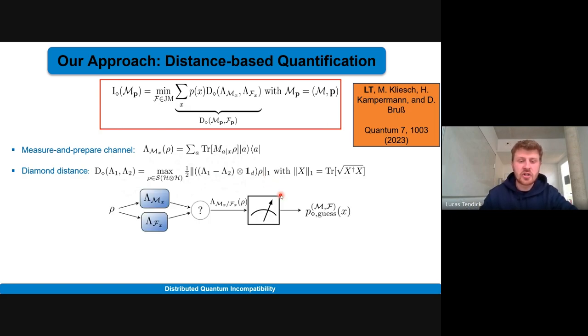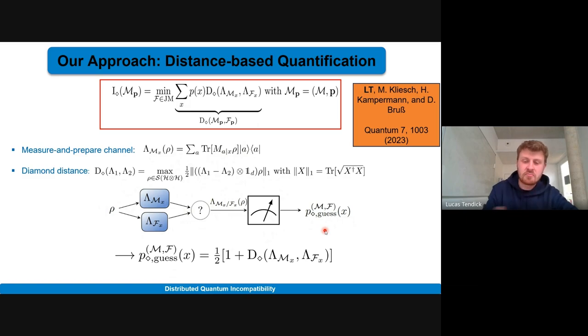So operationally, it just means we want to distinguish two channels by applying them on one part of a state. Then we get out the corresponding state after the channel evolution, and then we measure and have to guess which channel was applied, either one or two. And this guessing probability is completely determined by the diamond distance. So there's an operational interpretation of the diamond distance.